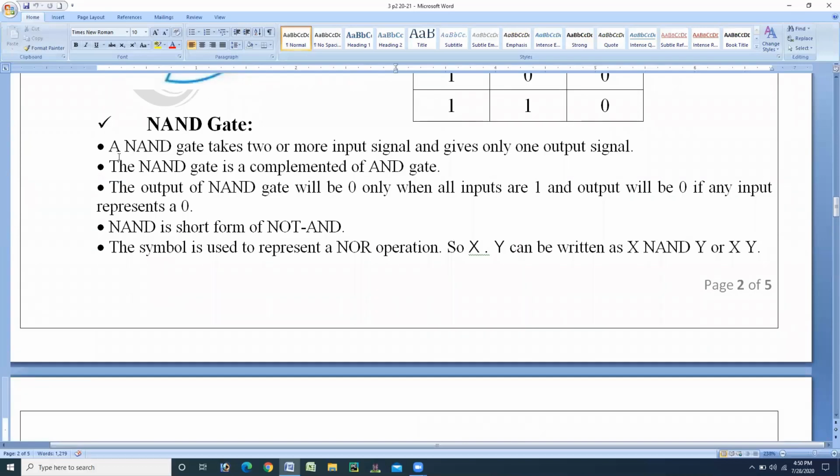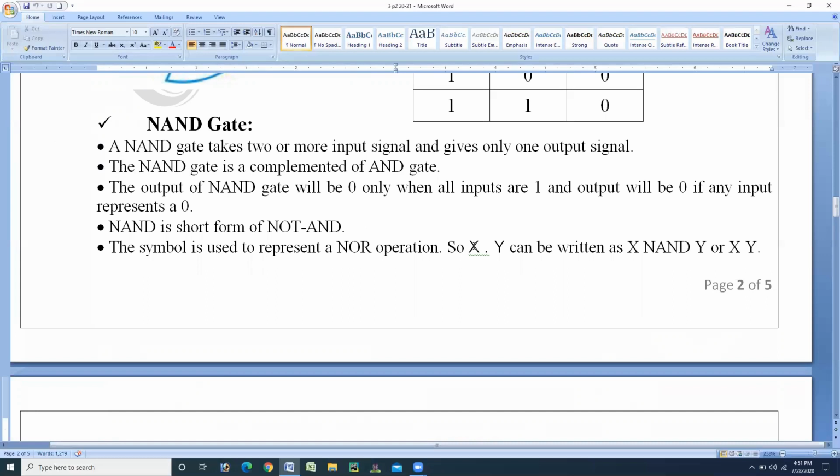See here. A NAND gate takes 2 or more input signals and gives only one output signal. So this is the first point. Yesterday in the last class also, I gave this sentence for all the gates except the NOT gate, which is different. A NAND gate takes 2 or more input signals and gives only one output signal. And the second point, the NAND gate is the complement of AND gate.